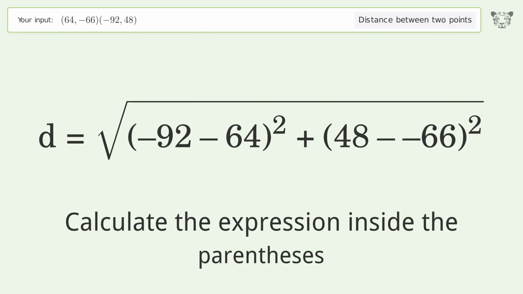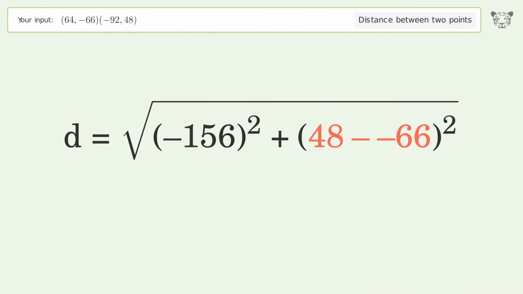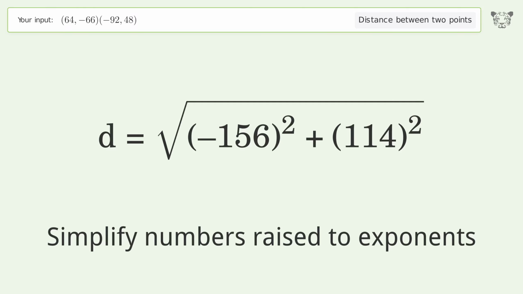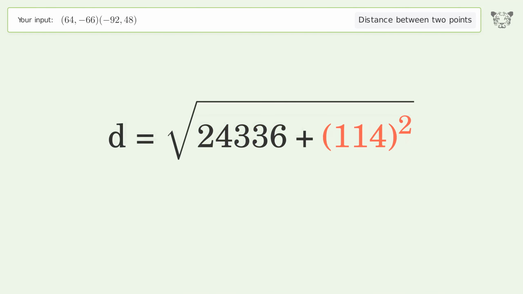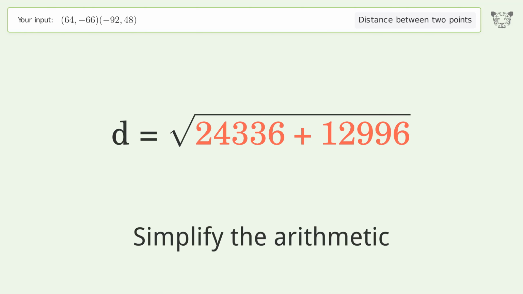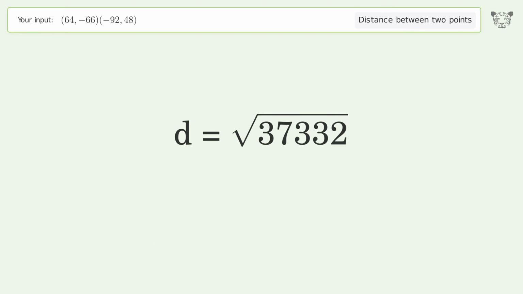Calculate the expression inside the parentheses. Simplify numbers raised to exponents. Simplify the arithmetic. And so the distance between the 2 points is the square root of 37,332 or 193.215.